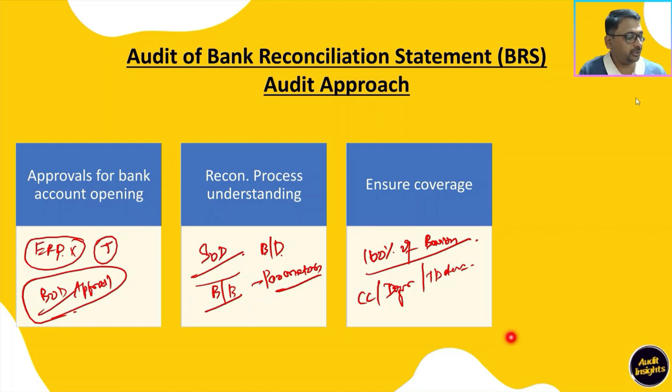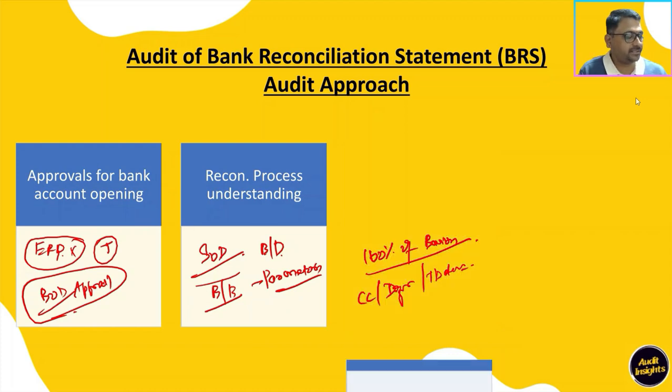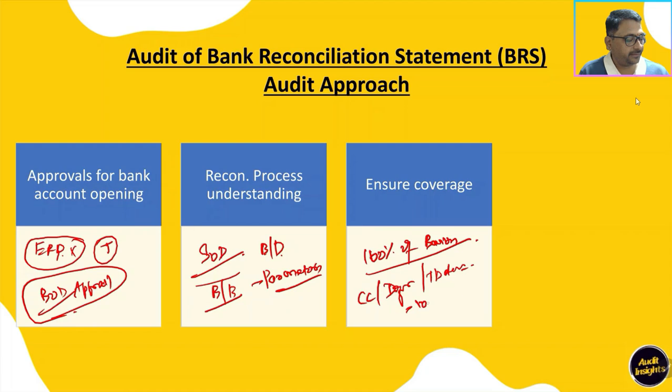So always ensure 100% coverage. Of course, if you are doing a risk-based approach, if you want to exclude certain things, have a clear justification as to why you want to exclude that. But never ever exclude a certain bank account purely based on the book balance, because obviously the purpose of the bank reconciliation statement is to confirm the book balance. So you cannot take a book balance threshold to exclude certain banks out of the scope.